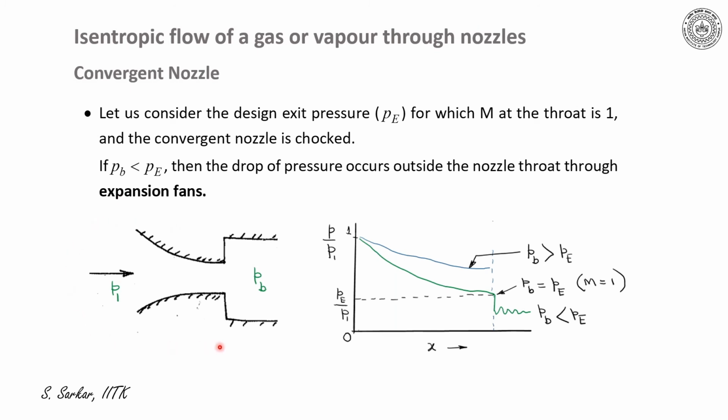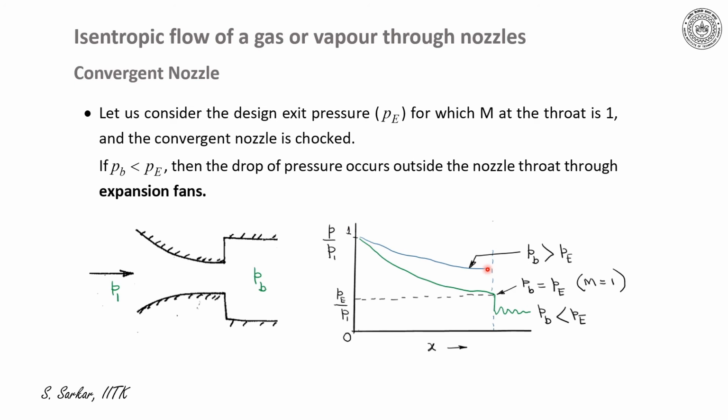I have indicated here a convergent nozzle where P1 is the inlet pressure and PB is the back pressure, which can be controlled. Let us consider the design exit pressure PE, for which the Mach number at the throat becomes unity and the nozzle is choked. Thus, I have indicated the distribution of pressure within the nozzle when the back pressure is equal to PE and the Mach number becomes unity. Now, if the back pressure is greater than PE, then the pressure distribution is indicated by the blue line, where it is a subsonic expansion.